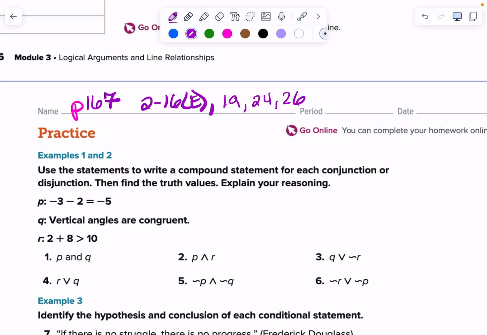3, 2, 1. We are on 3, 2. Never mind. All right, here's the homework.